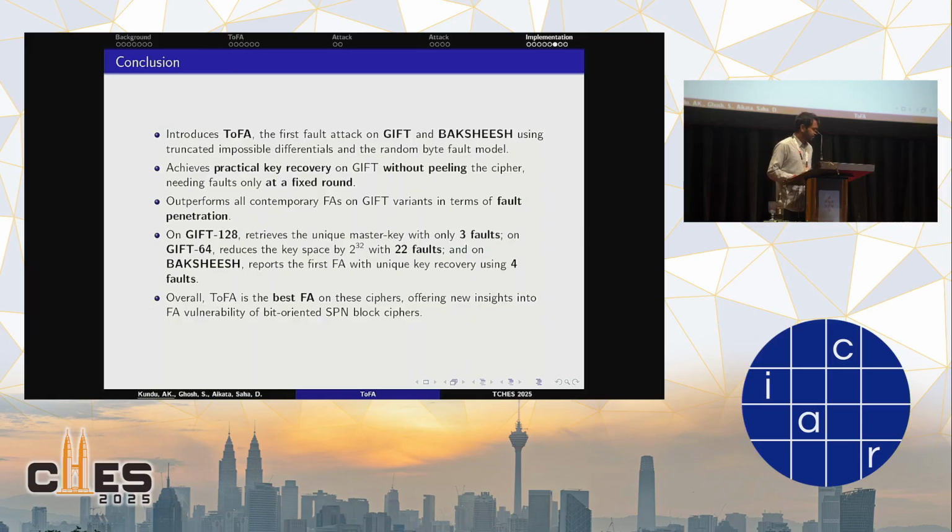So the conclusion is, we have introduced TOFA, the first fault attack on GIFT and Bakshish using truncated impossible differentials. We have achieved practical key recovery on Bakshish and on GIFT without fault peeling, without peeling off the rounds of the cipher, and it requires a fixed number of faults. For GIFT-128, it requires 3 faults. For GIFT-64, it requires 22, and for Bakshish, it requires only 4 faults.